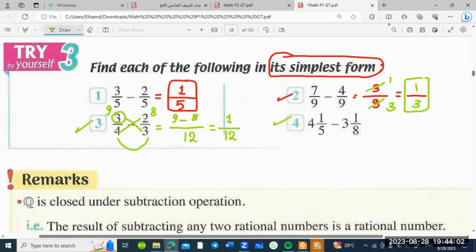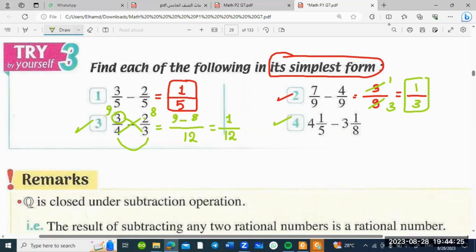Okay, Miara, number 4. This is a mixed number. You can convert it to a fraction first, or actually, you can subtract without making it a fraction. You can subtract without making it a fraction. How?